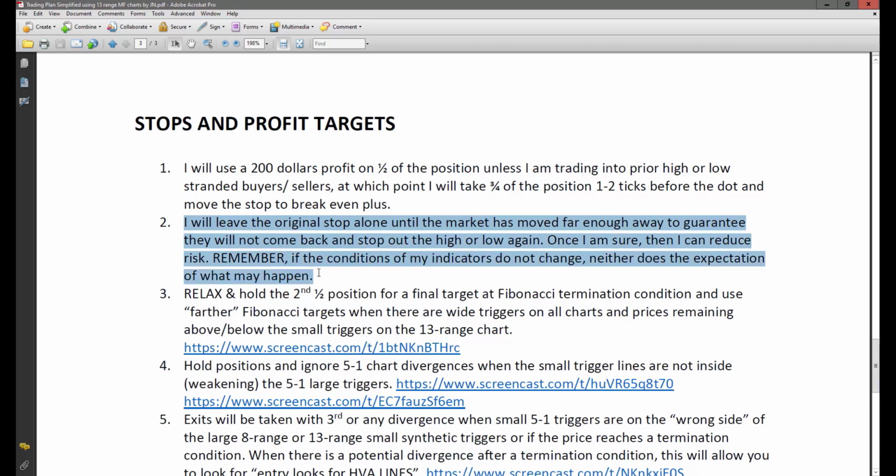Technically, I don't move my stops a lot. I used to a lot, and man, it gets you in trouble so much. Usually I'll leave the original stop alone. I was willing to risk 3 points on an S&P or 13 ticks on crude, whatever, unless something changes, meaning divergence, triggers weaken, something gives out. Otherwise, just leave it alone.